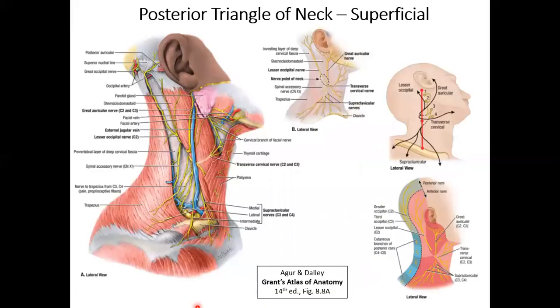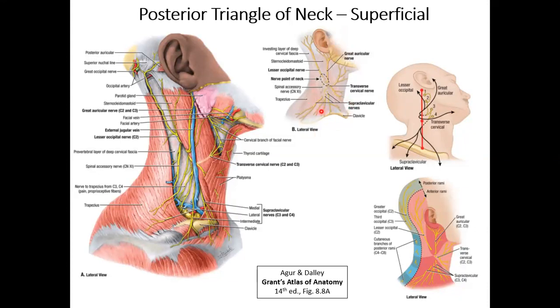Okay. When looking at the posterior triangles of the neck, it's important to know about the superficial nerves for sensory sensation on the neck. So again, here's our supraclavicular nerve. Here's our transverse cervical nerve. Here's our greater auricular nerve. And then here's our lesser occipital nerve.